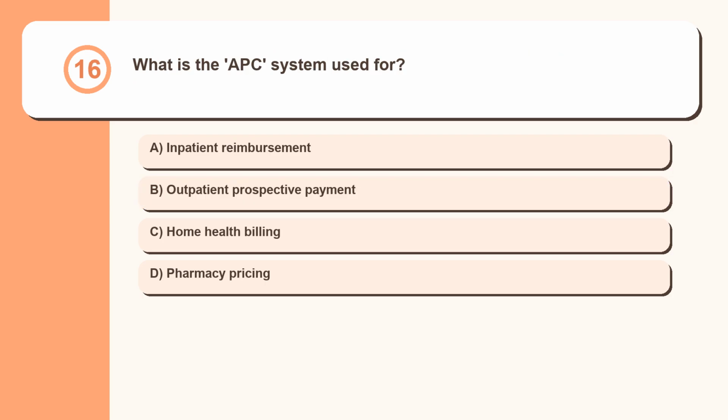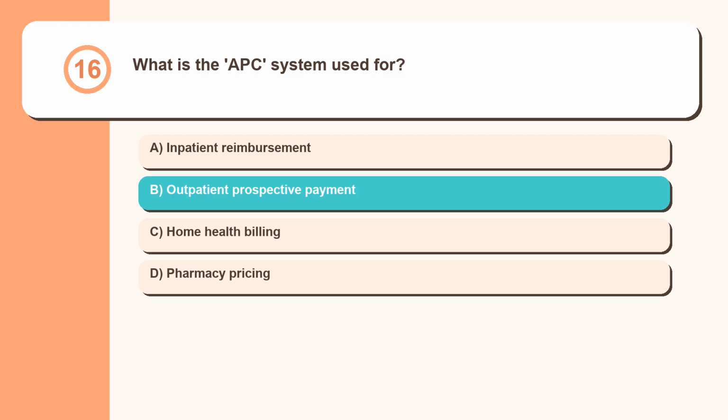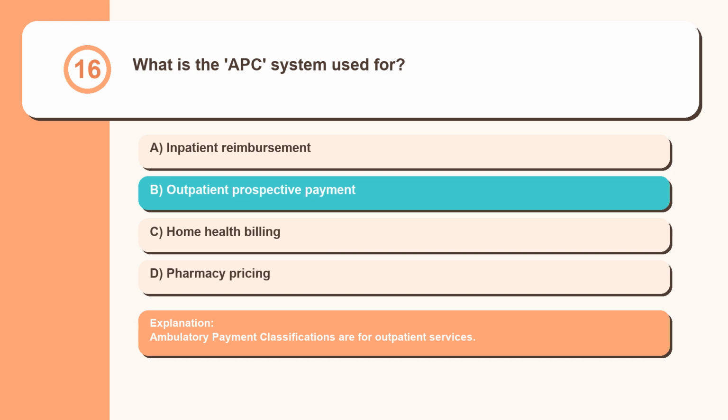Question 16. What is the APC system used for? Inpatient reimbursement, outpatient prospective payment, home health billing, pharmacy pricing. Ambulatory payment classifications are for outpatient services.